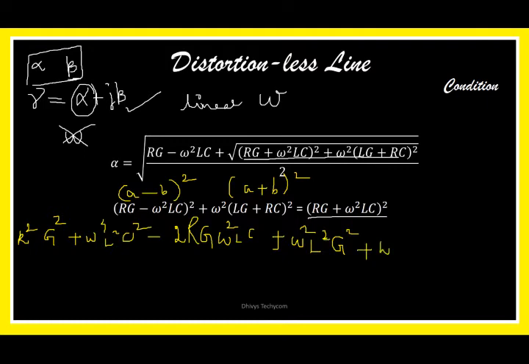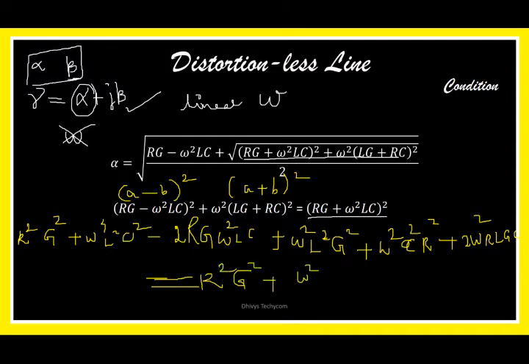Similar way, the next term is omega square C square R square plus 2 omega square R L G C. Now on the other part, if I equate this particular term, it can be represented as R square G square plus omega power 4 L square C square plus 2 omega square R L G C. So now let us cancel out the unwanted terms.